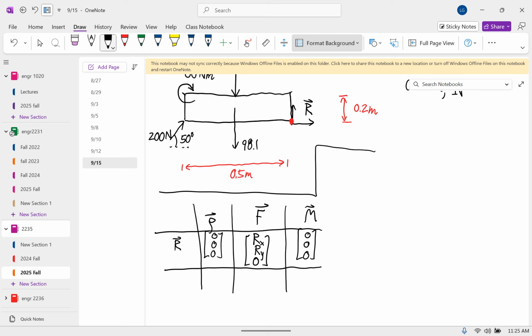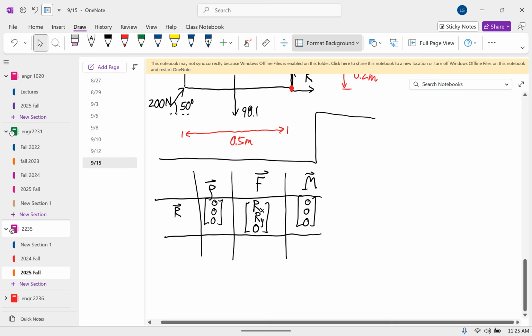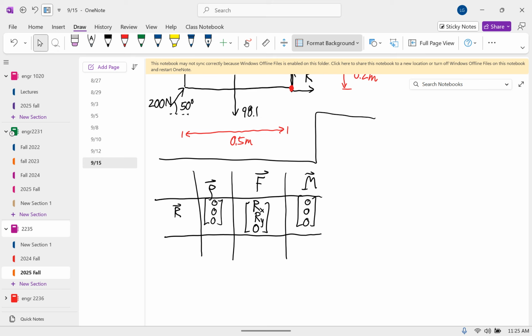Where's M? M is the moment produced by that force. And you get that by taking the cross product of the row vector and the F vector. This one's M, like this? Yeah. This is really what you do to make it. Okay, any other questions about that one?